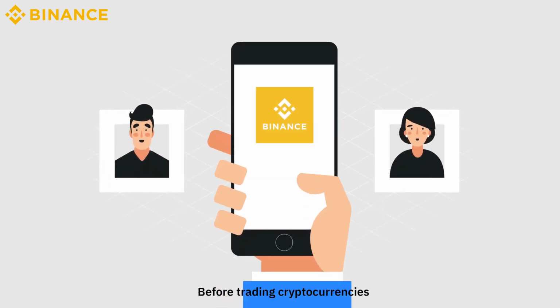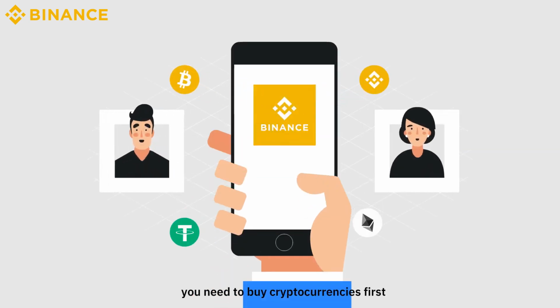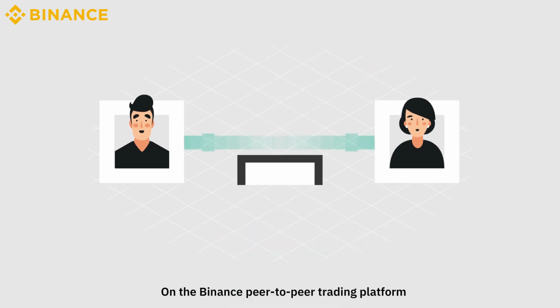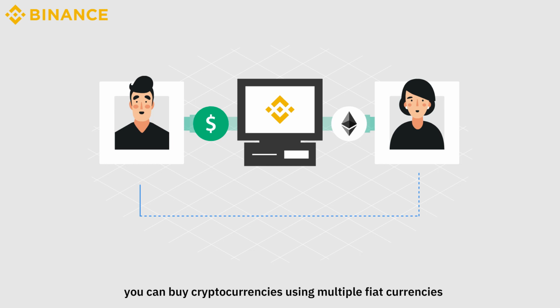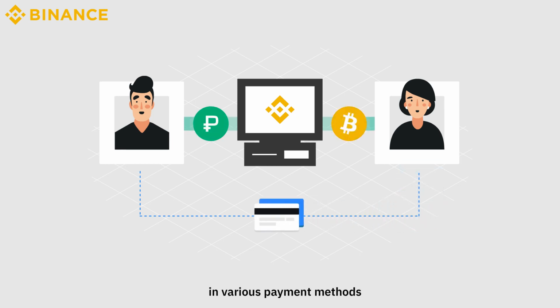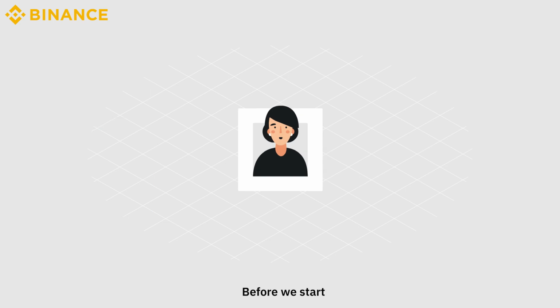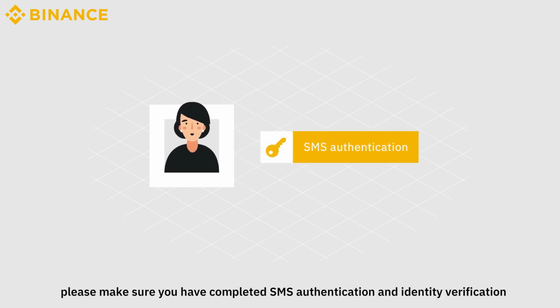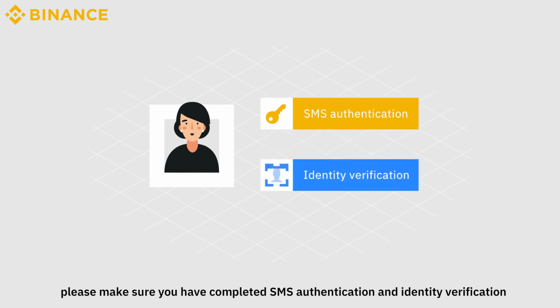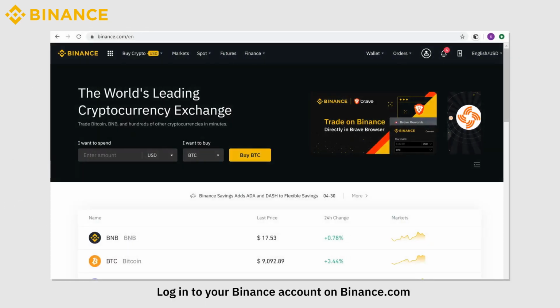Before trading cryptocurrencies, you need to buy cryptocurrencies first. On the Binance peer-to-peer trading platform, you can buy cryptocurrencies using multiple fiat currencies in various payment methods. It's super simple. Before we start, please make sure you have completed SMS authentication and identity verification. Log into your Binance account on Binance.com.